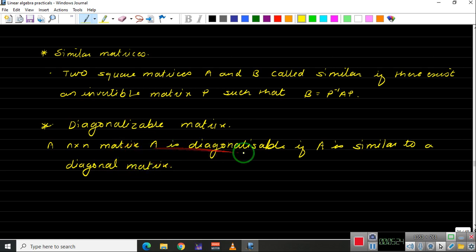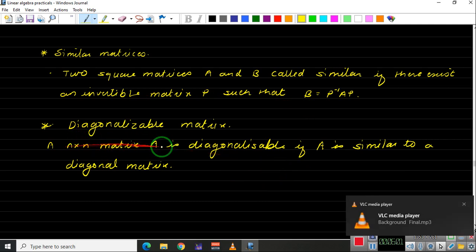That means there should exist a diagonal matrix. We know what a diagonal matrix is: all the off-diagonal entries are 0, so only the entries on the diagonal may be non-zero. Like the identity matrix, on the diagonal it may have any other value, it need not be 1, but the off-diagonal entries have to be 0. That is a diagonal matrix. So if there is a diagonal matrix D and an invertible matrix P such that we can write A as P inverse DP, then we say that A is a diagonalizable matrix.